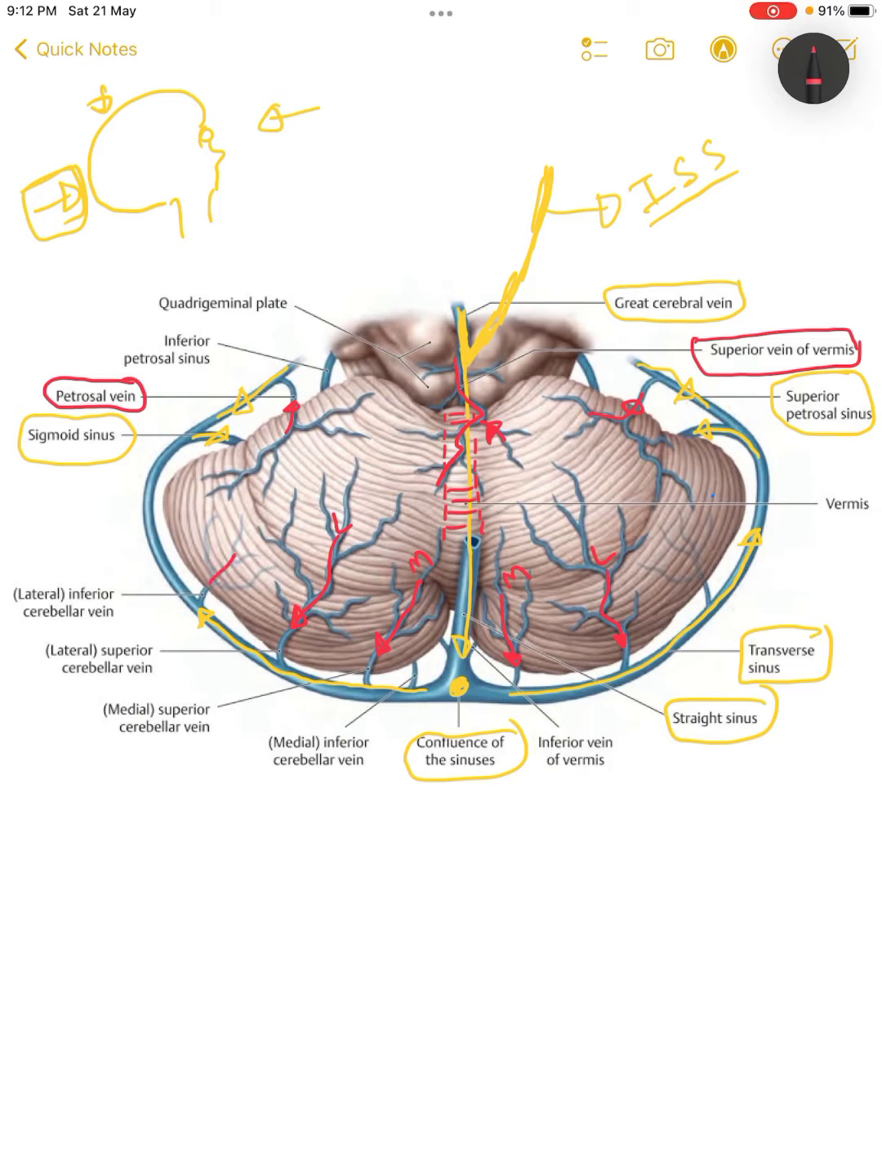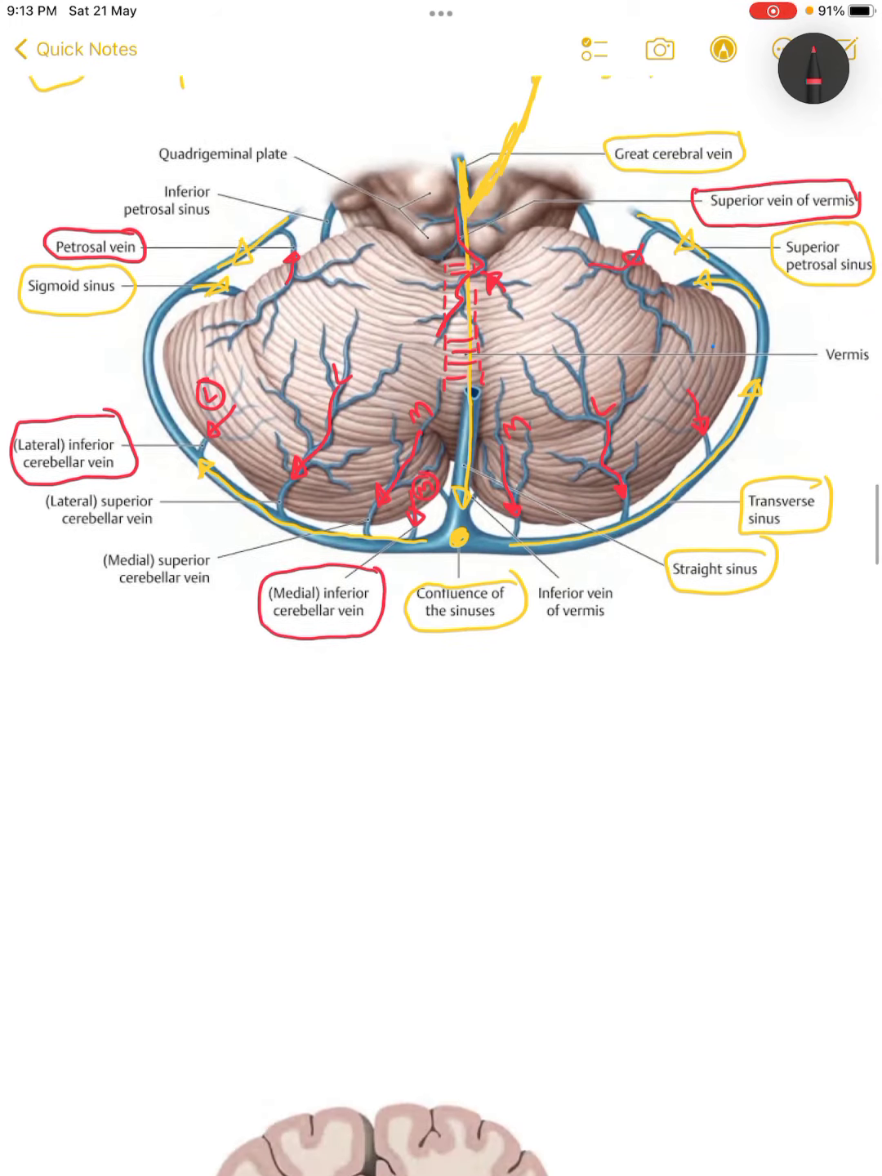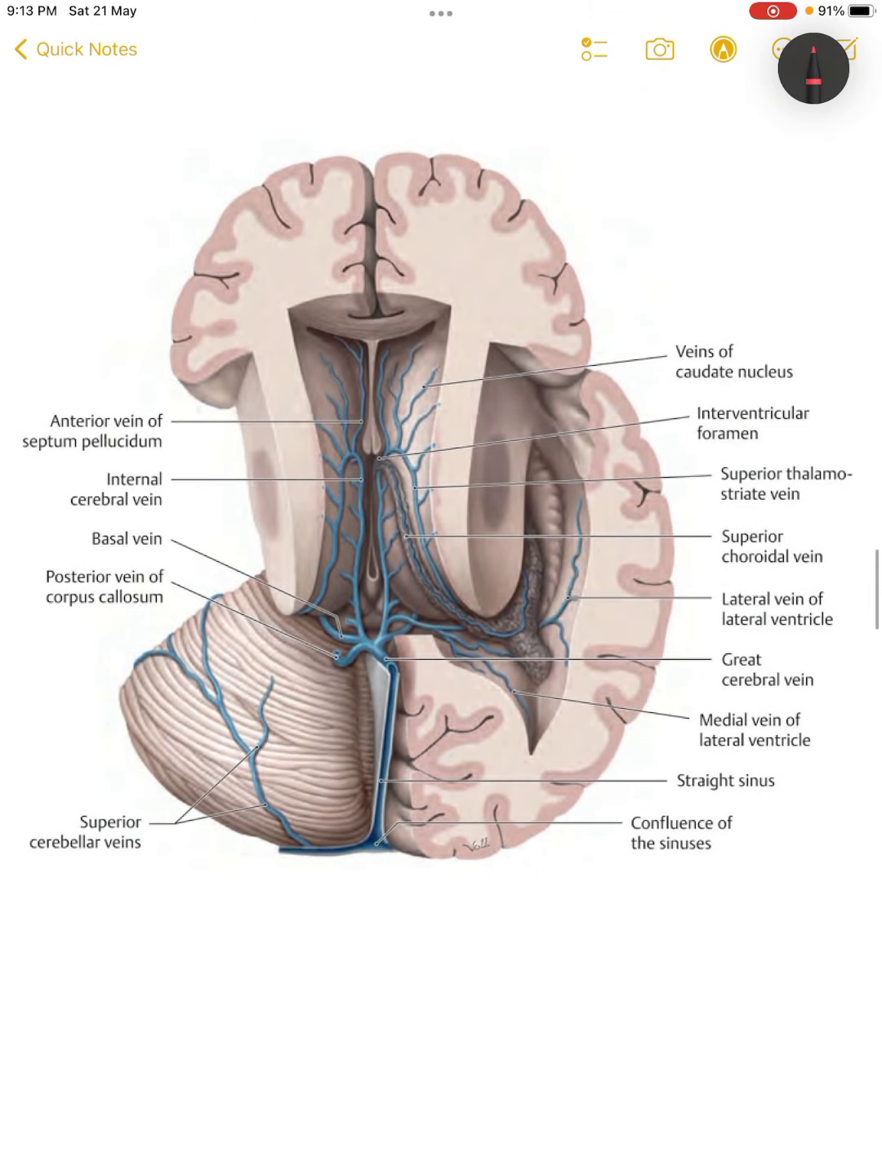Now focus here. Here you can see one vein, and here on the other side you can see one vein, which is located inferior to the cerebellum. And on each side you can find two veins. So again, focus here. If this is lateral and this is medially located, you can say this is lateral inferior cerebellar veins, and this will be our medial inferior cerebellar veins. So I hope I make it as easy as possible.